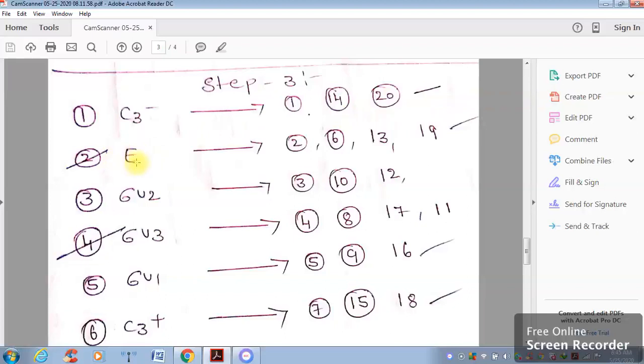Next, E is present in 4 boxes. We write 2 and 16 here. Next, we need 2 more numbers. Subtract this 14 by 1, you will get 13, right? 13 here. Similarly, subtract this 20 by 1, you will get 19, right? 19 here. And we got 4 numbers.